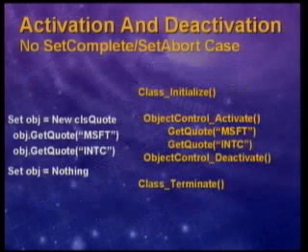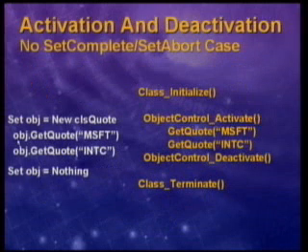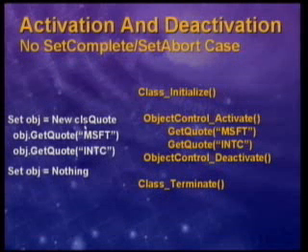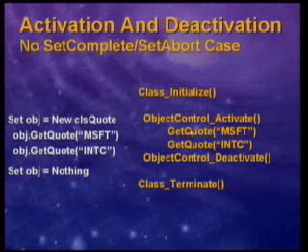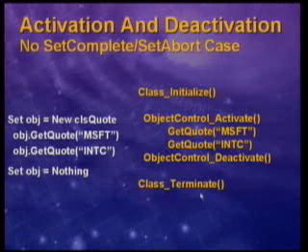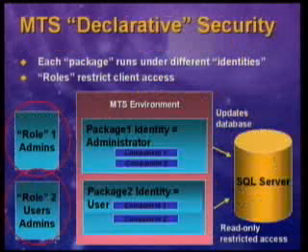We look at the event sequence for a method that does not call setComplete or setAbort. The client instantiates a new object. When it calls the first method, activate occurs. Now there's no deactivate. We didn't call setComplete or setAbort, so the next method comes right in. Only when the client releases the last reference does deactivate and class terminate then occur. So that was just-in-time activation.